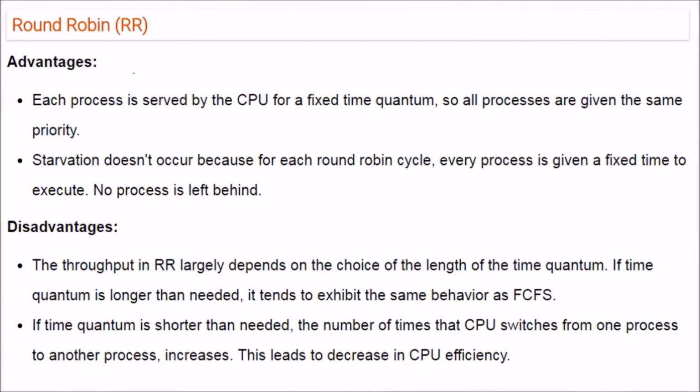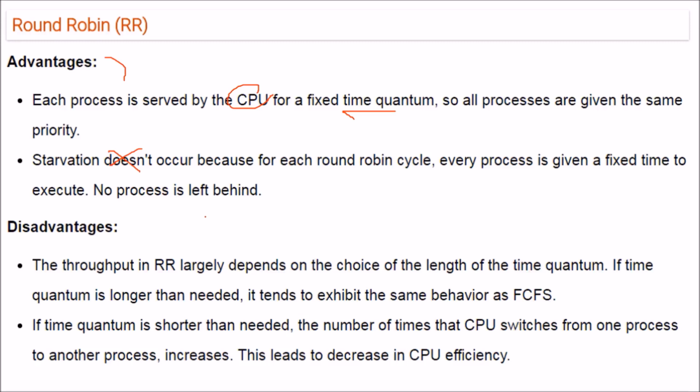Round robin, what happens? The advantage is each process is served by the CPU for a fixed quantum of time. So all the processes are given the same priority. Starvation will not occur because of each round robin cycle. Every process is given a fixed time to execute and no process is left behind.